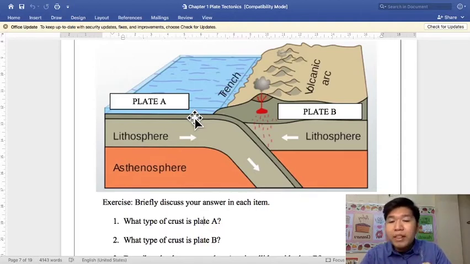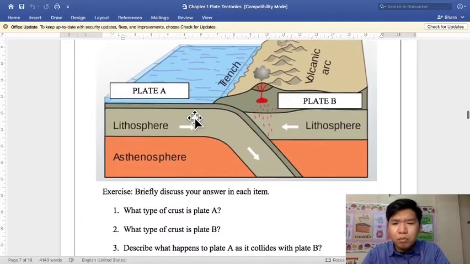Number 2, what type of crust is plate B? What is the other kind of crust that we have here on Earth? We have oceanic and we also have continental crust. What you can see here is a continental crust because there is no water, there is no ocean, and also there are mountains. Right? So that's why plate A is an oceanic crust and plate B is going to be a continental crust.